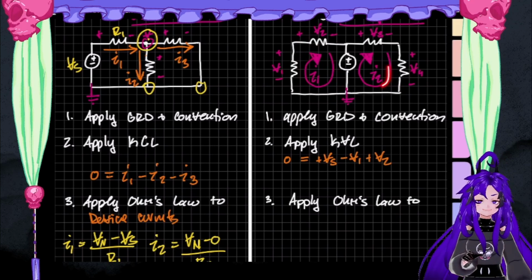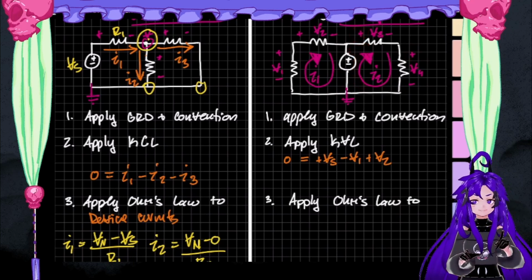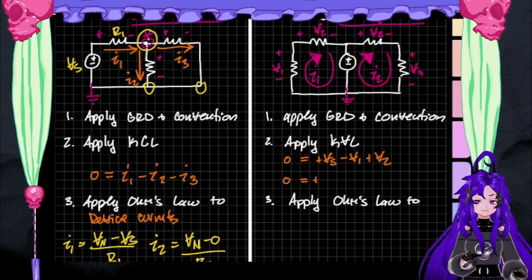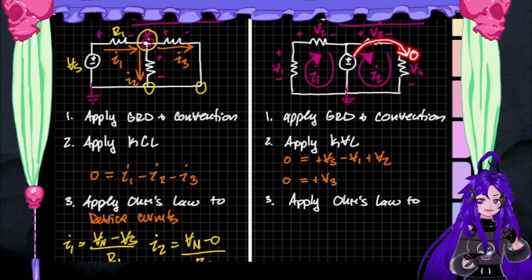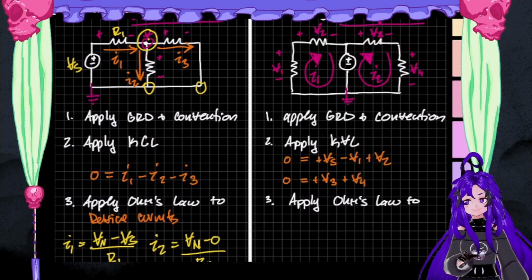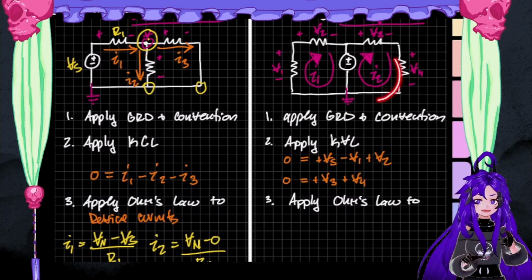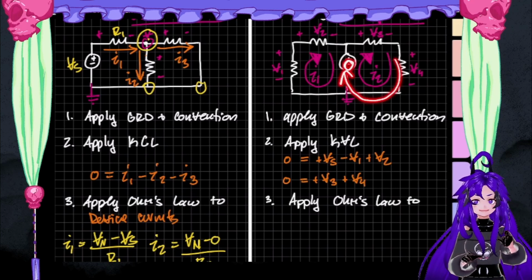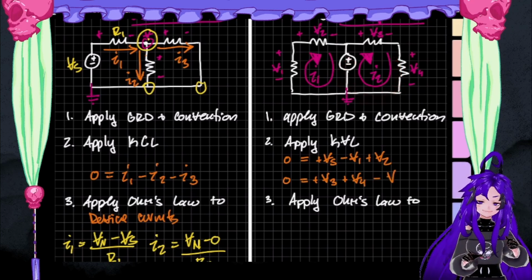Now what about loop 2, right? So let's start from what's going to be positive. So we're coming into the positive side of V3, right? So we're going to have 0 equals plus V3. And then we're going to come around into the positive end of V4. So it's going to be plus V4. And then we're going to come around and we're going to land in the negative end of the source. So it's going to be minus V source.